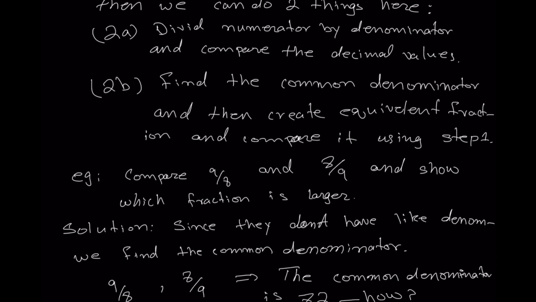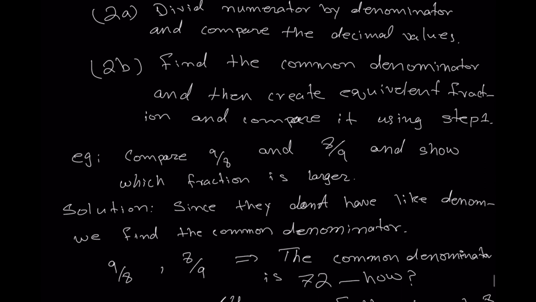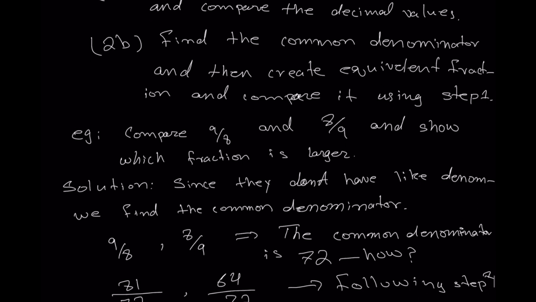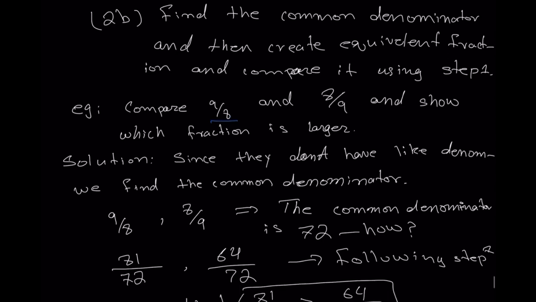So let's do this example. 9 over 8 and 8 over 9. Show which fraction is larger. We don't have a common denominator, so we have a step to do. Or the first thing we said, we can divide 9 by 8 and 8 by 9 and see which one is bigger. We can see that 9 over 8 is bigger than 8 over 9, because 9 over 8 is larger than 1 and 8 over 9 is less than 1. But let's see the logical reasoning.